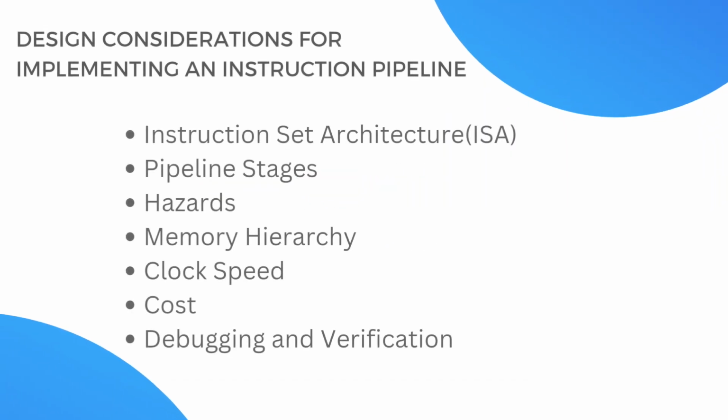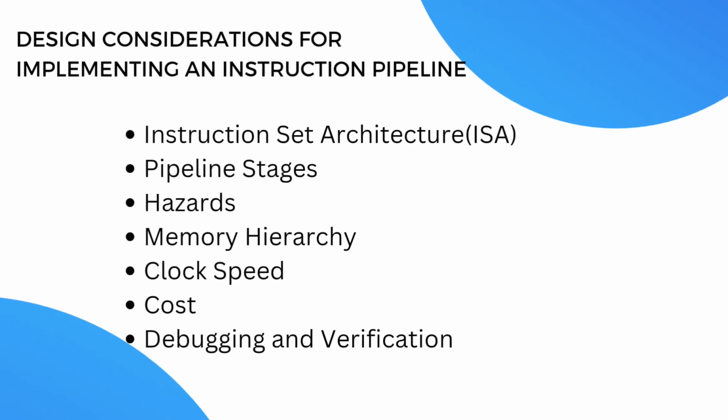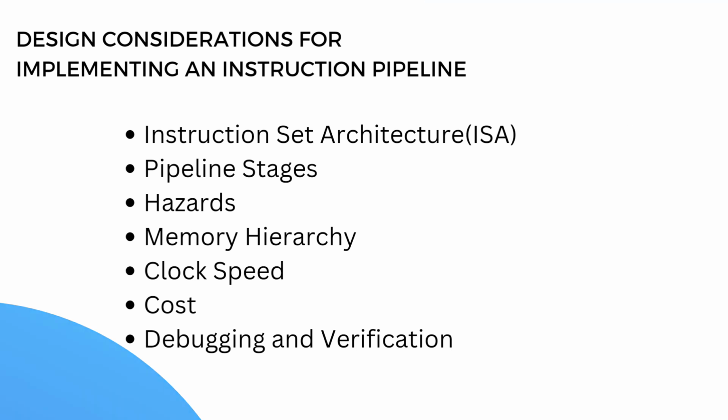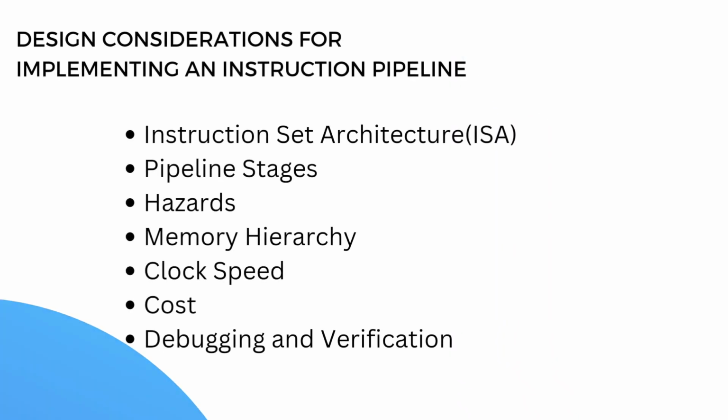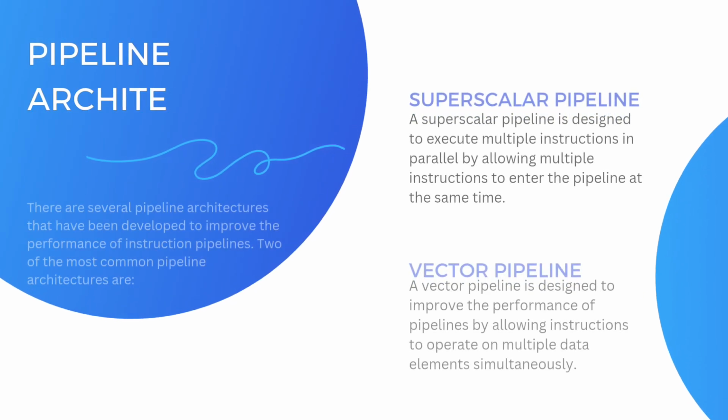So now, design considerations for implementing an instruction pipeline. We consider seven considerations. One is instruction set architecture, as we know, known as ISA. The second one is pipeline stages, the third one is hazards, the fourth one is memory hierarchy, the fifth one is clock speed, the sixth one is cost, and the seventh one is debugging and verification.